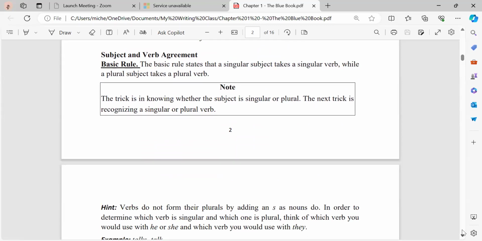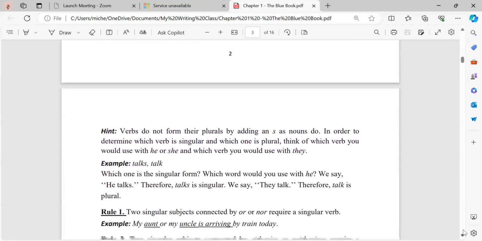The basic rule states that a singular subject takes a singular verb, while a plural subject takes a plural verb. So like I said before, there are two types of subject and verb there: the singular and plural. The first thing is we need to identify whether the subject is singular or plural. The next trick is recognizing a singular or plural verb. They're not really hard to identify, especially the subject. It is pretty easy to identify.